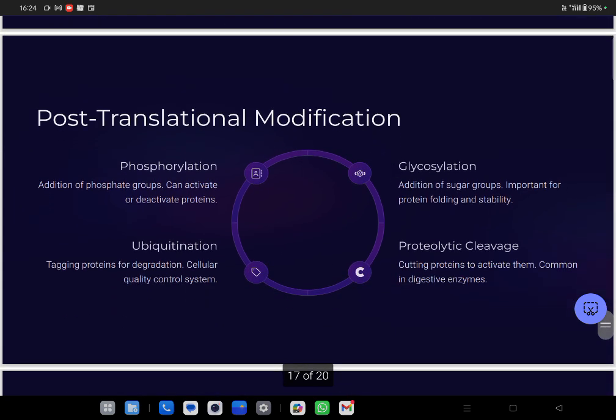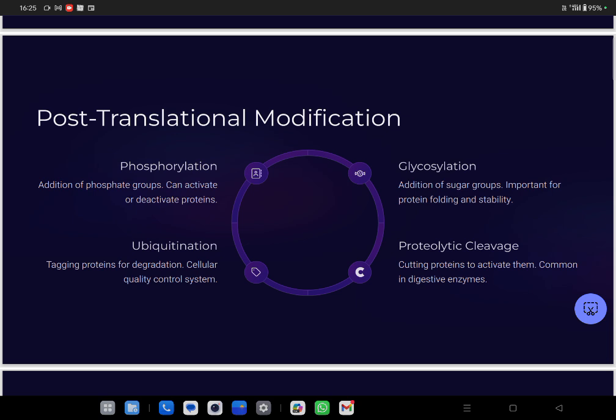Now finally we come to post-translational modifications. First is phosphorylation, addition of phosphate groups. They can activate or deactivate proteins. You can glycosylate proteins, addition of sugar. It is important for protein folding and stability. Then you have proteolytic cleavage.